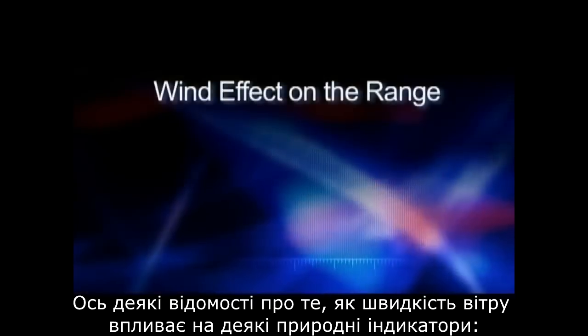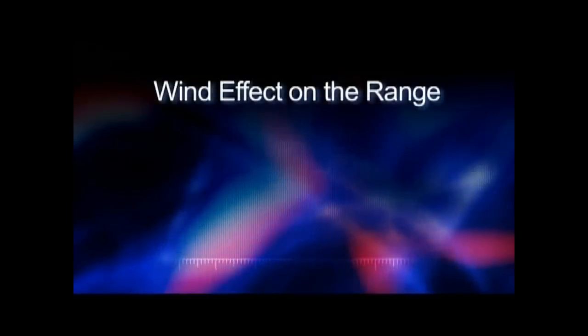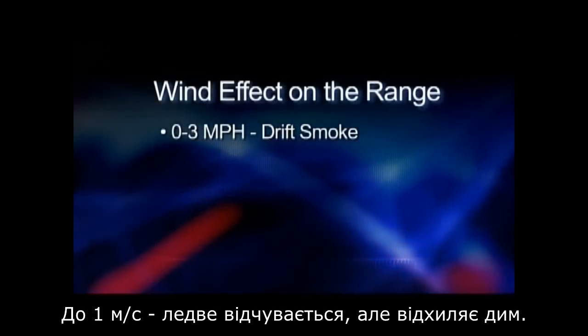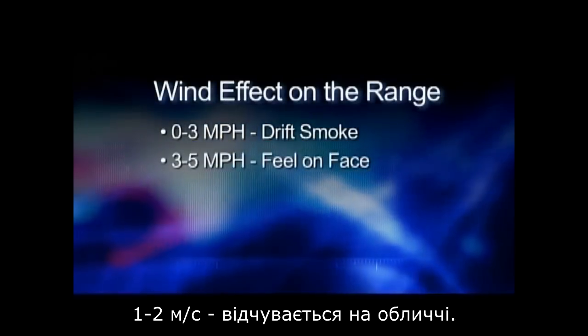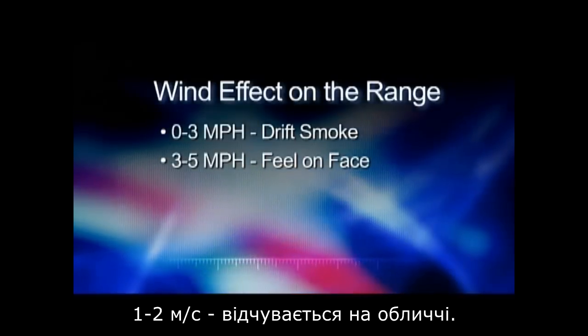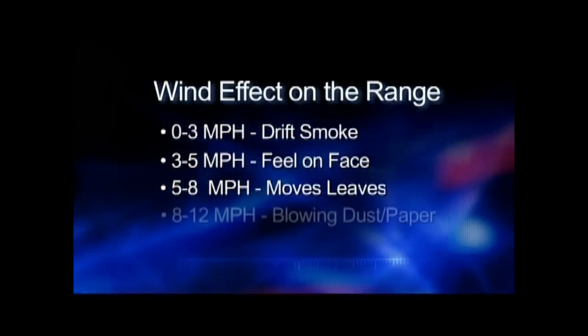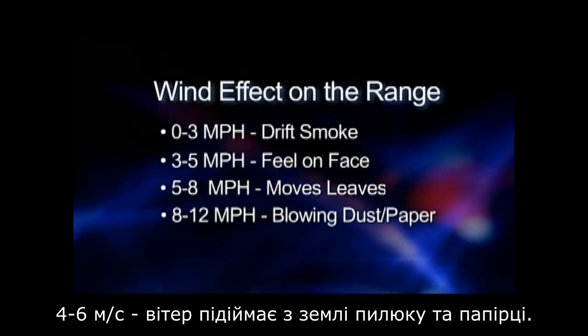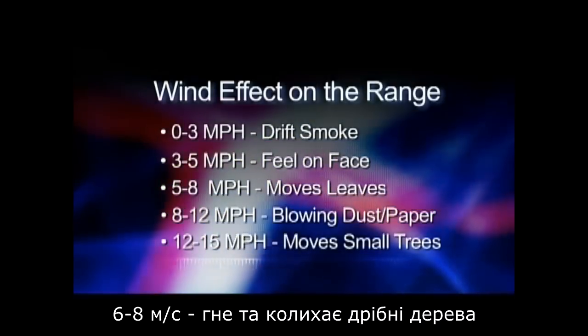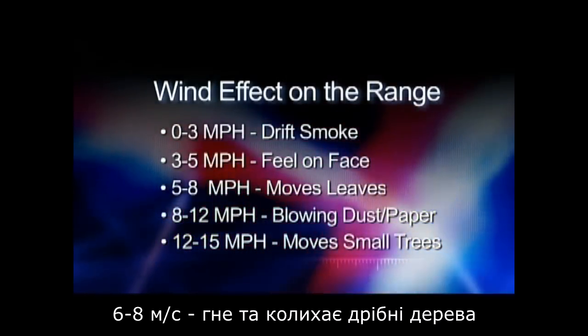Here are some guidelines for how wind affects different things on the range. 0 to 3 miles per hour, hardly felt but smoke drifts. 3 to 5 miles per hour, felt lightly on the face. 5 to 8 miles per hour, keeps leaves in constant movement. 8 to 12 miles per hour, raises dust and loose paper. 12 to 15 miles per hour, causes small trees to sway.